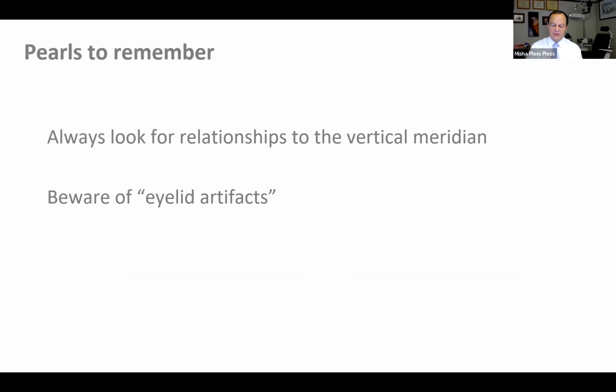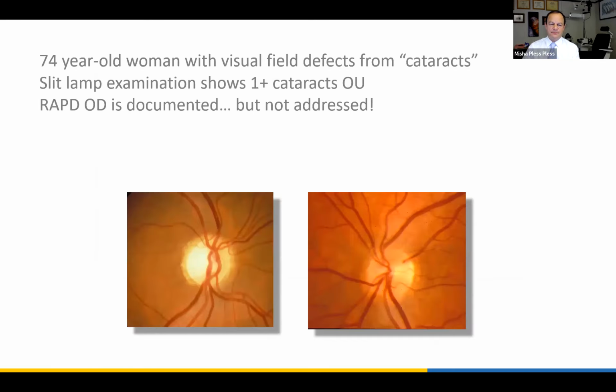We're almost obsessed with it, and we're very leery of eyelid artifacts. The next case, moving right along, is an older woman with visual field defects from cataracts. And that's another red flag. Slit lamp examination shows mild cataracts in both eyes. However, a relative afferent pupillary defect in the right eye is documented but not addressed.